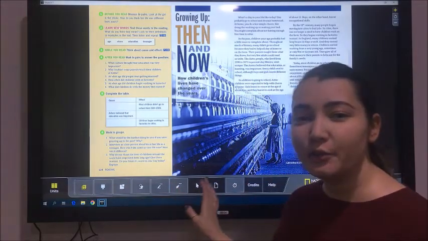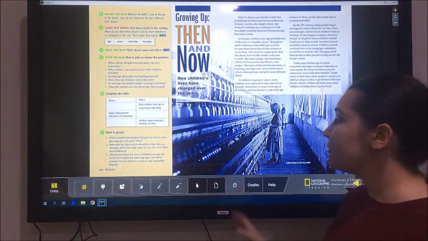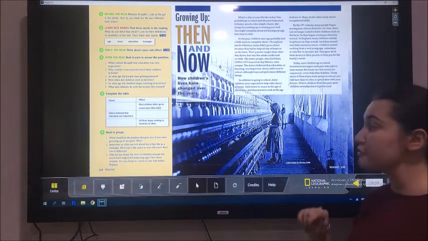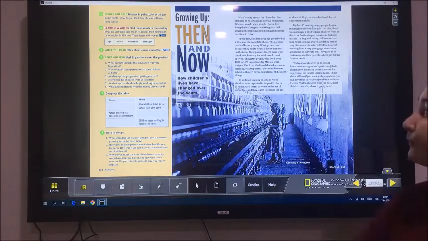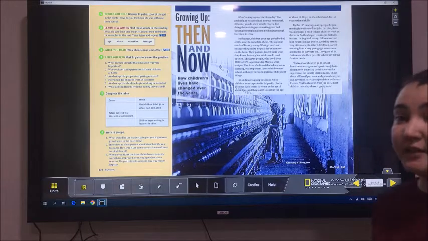We will continue with Unit 8's reading and video parts in this lesson. First, open your books on page 134, 135 in your students' books. Let's take a look at the picture and at the heading. Now, growing up, then and now, how children's lives have changed over the years.